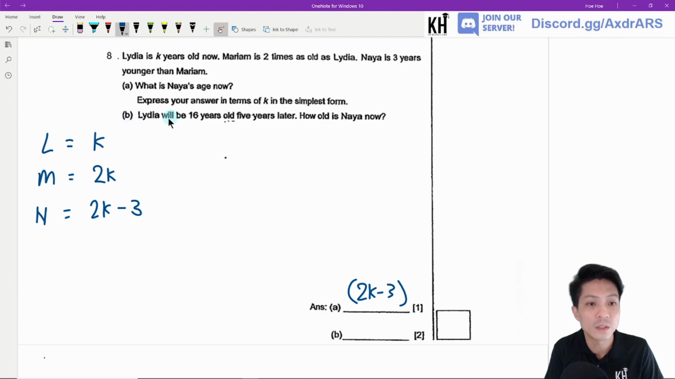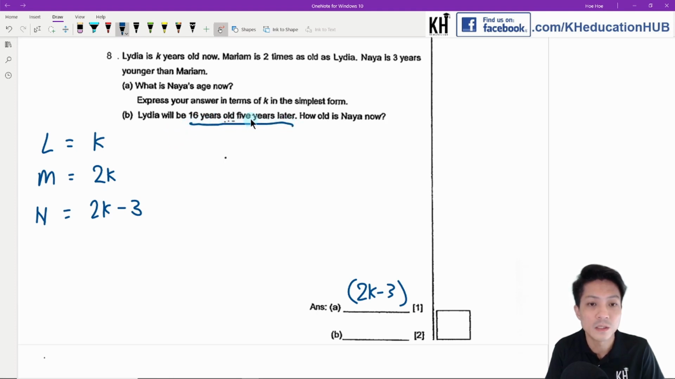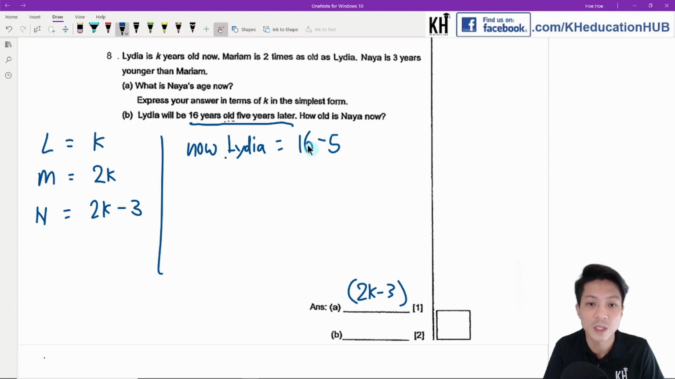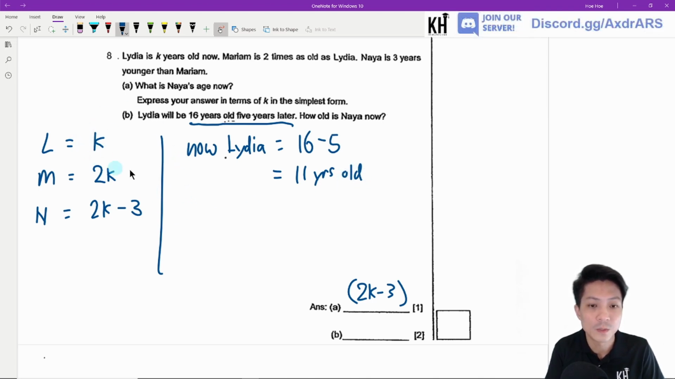Okay, part B, Lydia will be 16 years old 5 years later. How old is Naya now? Okay, if Lydia is 16 years old 5 years later, that means now, okay, Lydia is 16 minus 5, okay, which is 11 years old. Okay, which means that K is equal to 11.